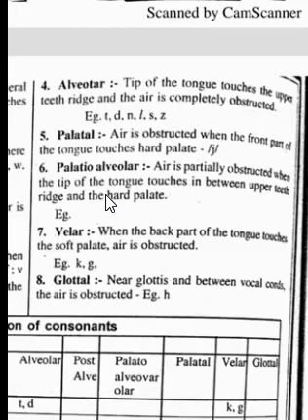Palato-alveolar. Air is partially obstructed when the tip of the tongue touches in between the upper teeth ridge and the hard palate. Velar. When the back part of the tongue touches the soft palate, air is obstructed. K, G. Glottal. Near the glottis and between the vocal cords, the air is obstructed. H.